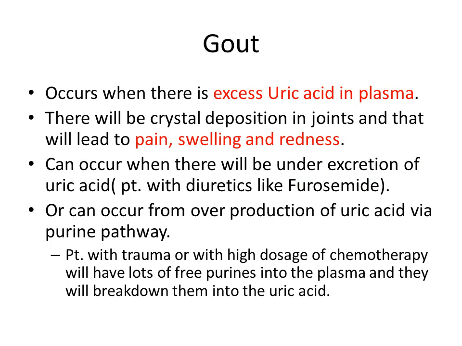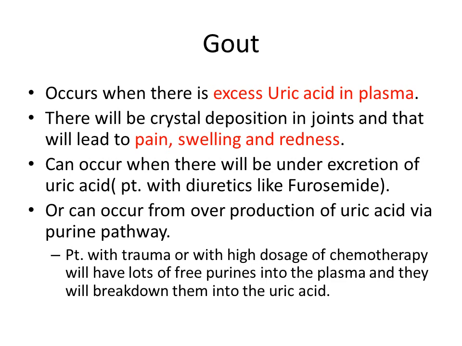The other disease is gout. It occurs when there is excess uric acid in plasma. There will be crystal deposition in joints, and that will lead to pain, swelling and redness. It can occur when there is under-excretion of uric acid, in patients on diuretics like furosemide, or it can occur from overproduction of uric acid via the purine pathway.